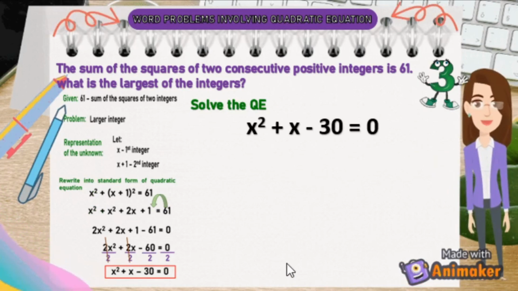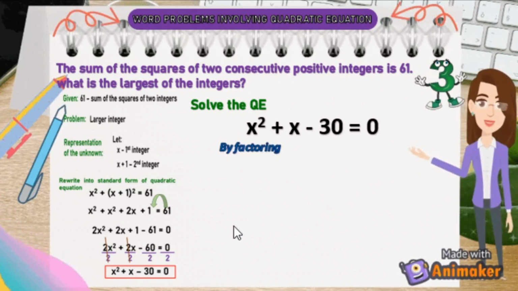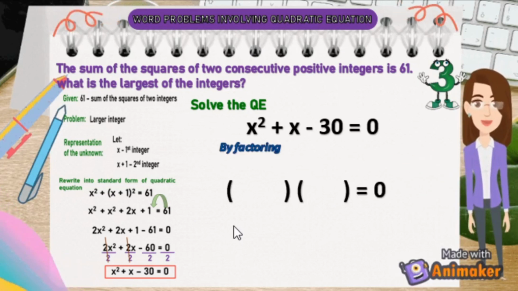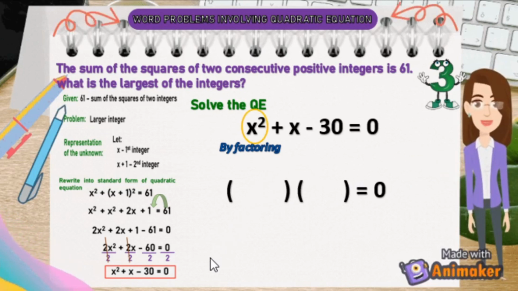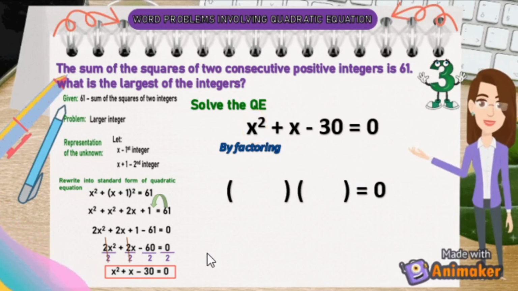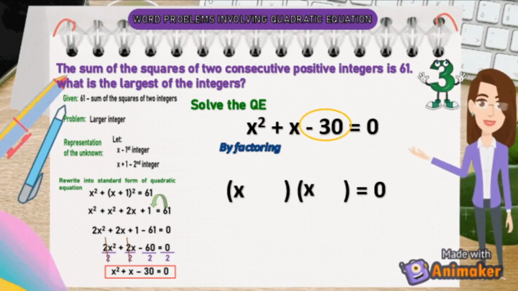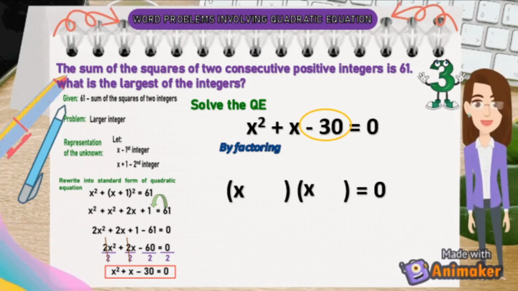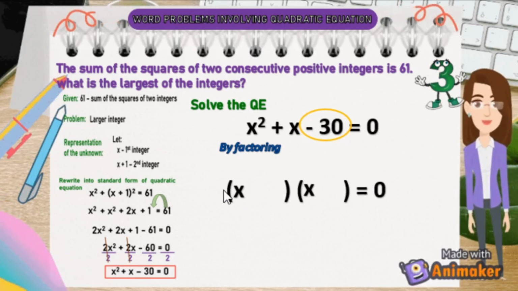Ngayon, since factorable ulit ng ating equation, we can factor it out. So, magkakaroon ulit tayo ng dalawang binomials. And then, tingnan natin yung first term, which is yung x squared. So, ang x squared, ang factor niya ay x times x. Tingnan natin yung last term or yung constant term, which is negative 30. Anong factor ng negative 30?